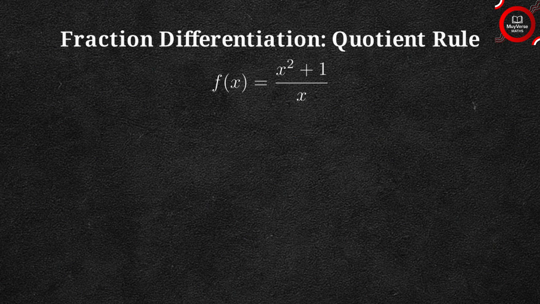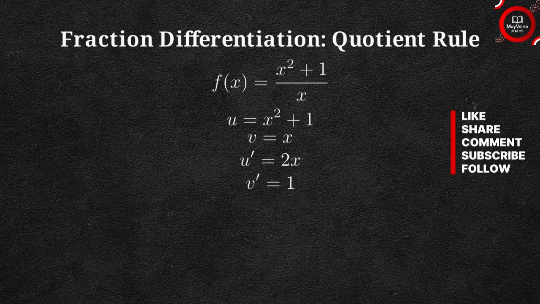Now, let's define the numerator and denominator. Let u equal x squared plus 1. Let v equal x. Next, we compute the derivatives. The derivative of u is 2x. The derivative of v is 1.